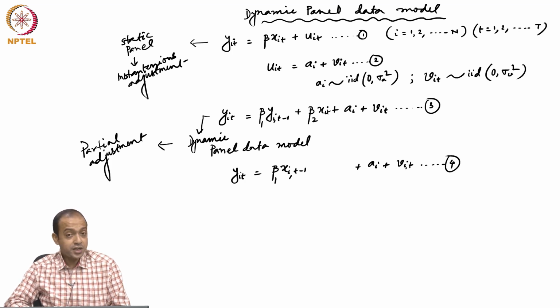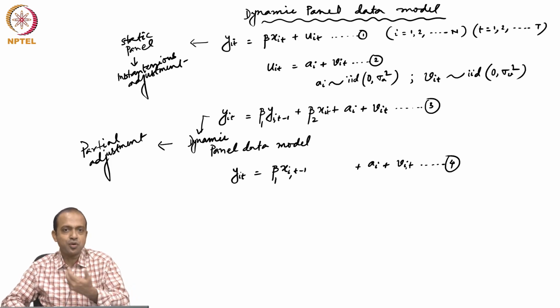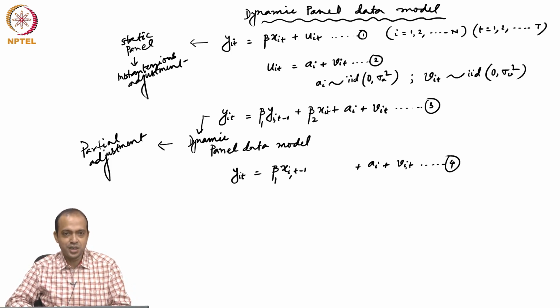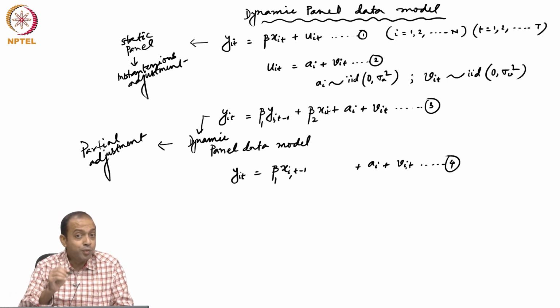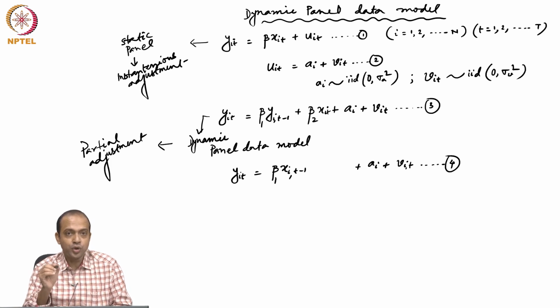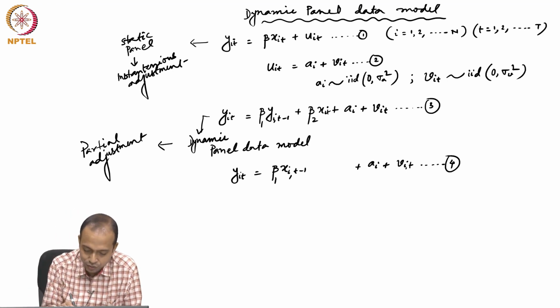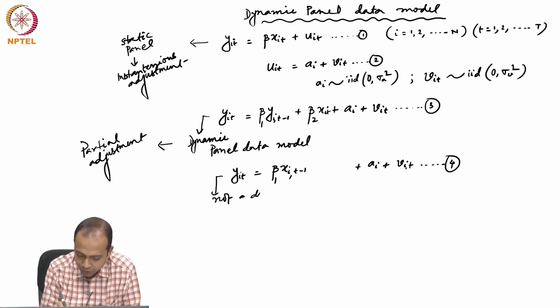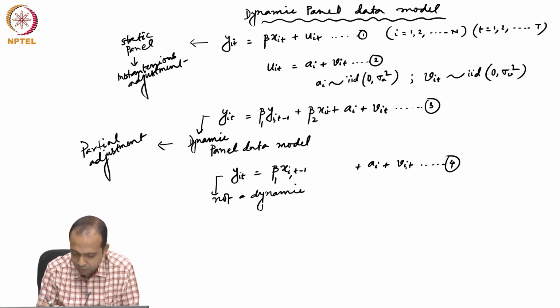So, instead of yit depending on xit, it just depends on the previous value of xit, but that does not mean that we have introduced dynamism in the system. So, this is not a dynamic panel data model. The model will become dynamic only when we introduce lagged value of the dependent one. That is something which we have to clearly keep in our mind. This is not a dynamic panel data.